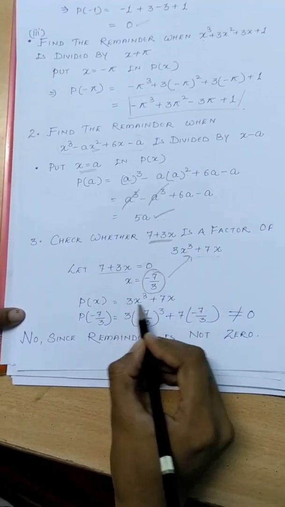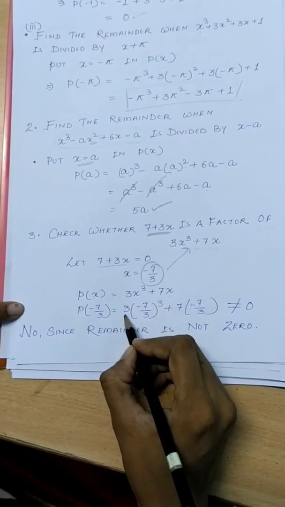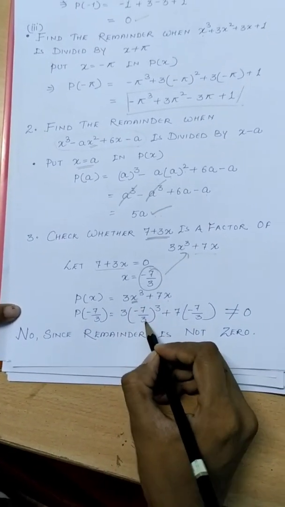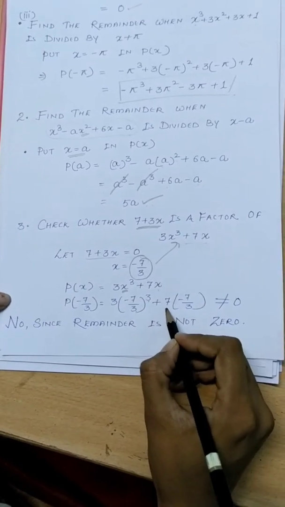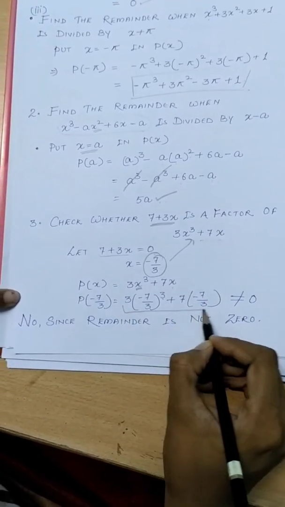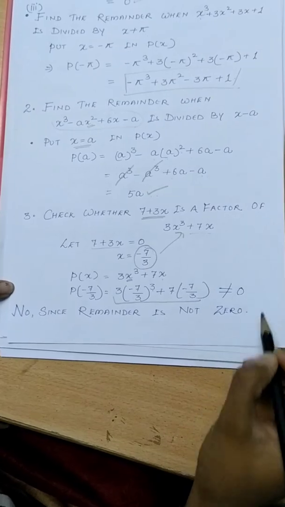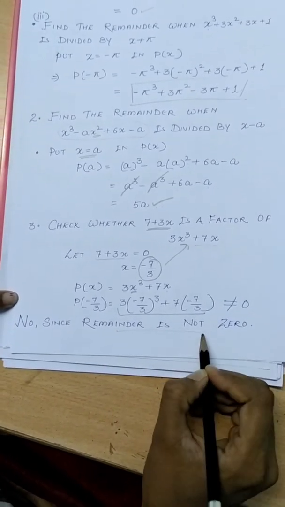Now 3x cube plus 7x, 3 as it is, in place of x I am writing minus 7 upon 3 whole cube plus 7 times minus 7 upon 3. This is not equal to 0. It means the remainder is not 0, so it is not a factor.